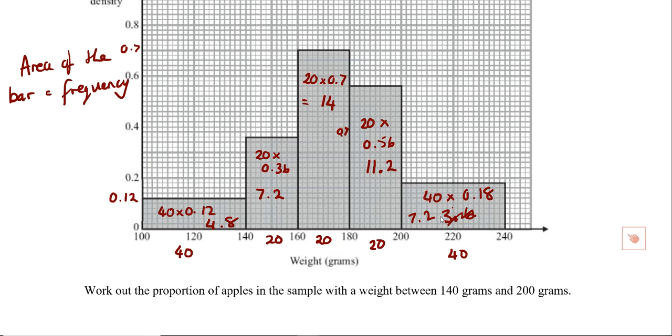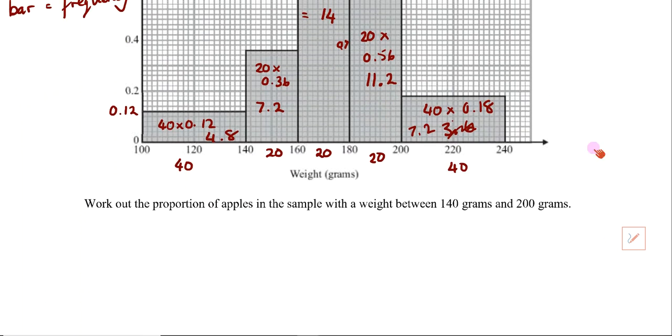So work out the proportion of apples in the sample with a weight between 140 and 200. So 140 to 200 is how many? So it's 7.2 plus 14 plus 11.2, which is 32.4.